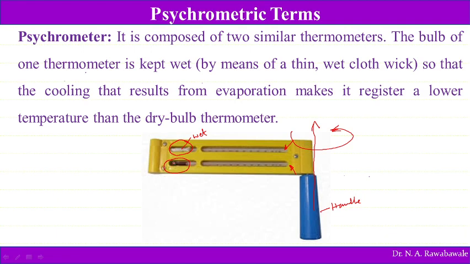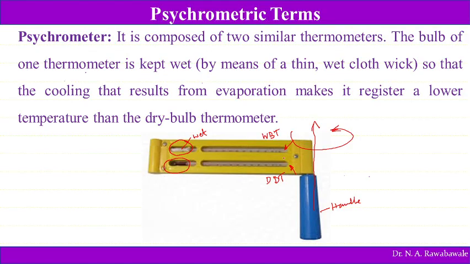This combination is known as a sling psychrometer. It contains both thermometers, one to measure wet bulb temperature and another to measure dry bulb temperature. The device which has a combination of two thermometers for measuring wet bulb temperature and dry bulb temperature is known as a psychrometer. So this is a device to measure both the temperatures.